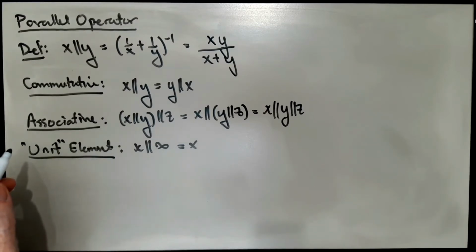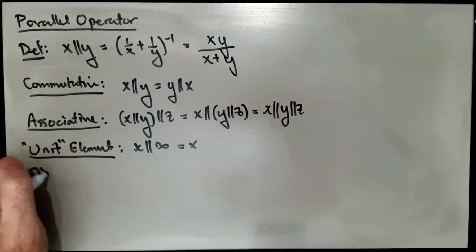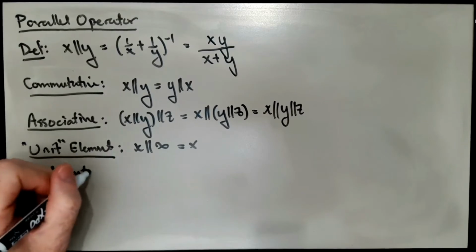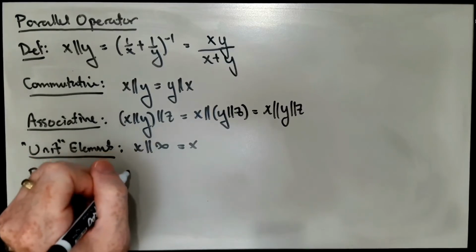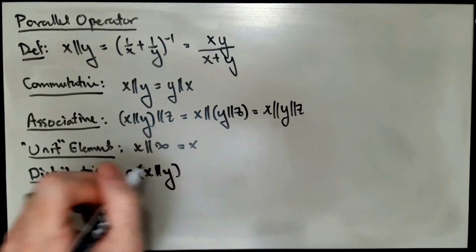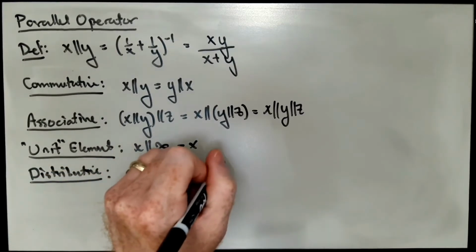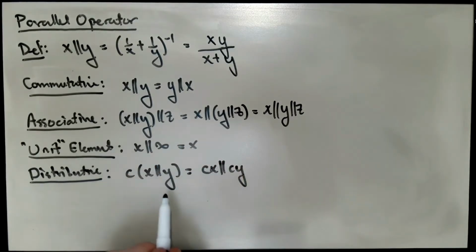Okay, so multiplication distributes over the parallel operator just like it does over addition. So it's distributive. So we have some constant c times x parallel y. That will be equal to cx parallel cy. And we'll be using this in some cases to push a constant through a parallel combination, or to factor a common factor out of a parallel combination.